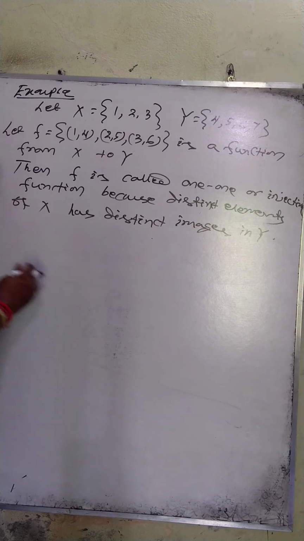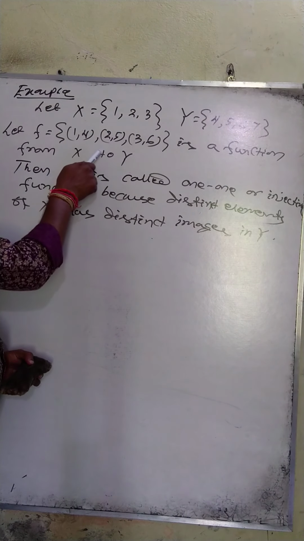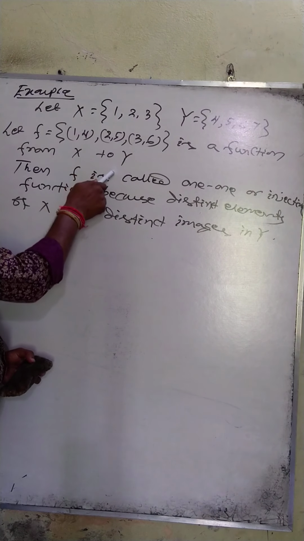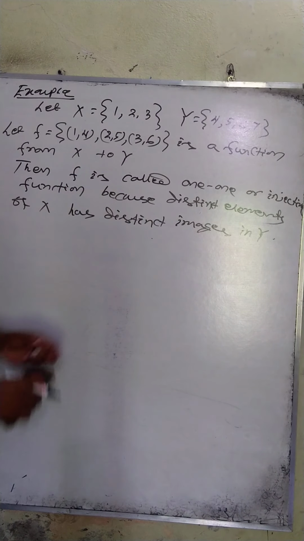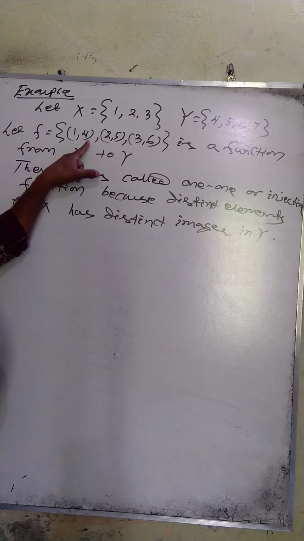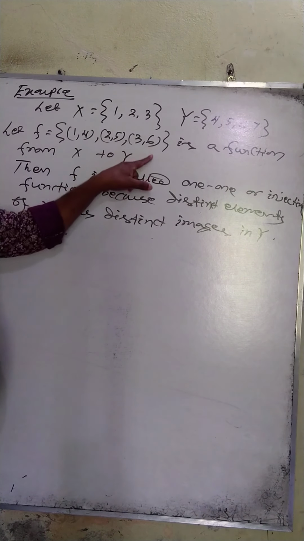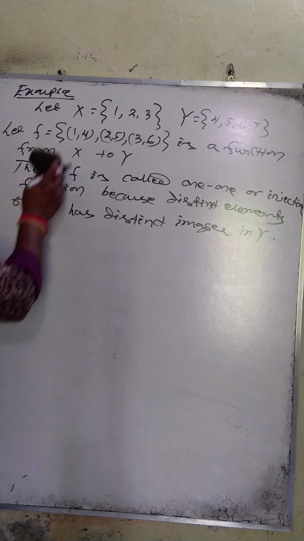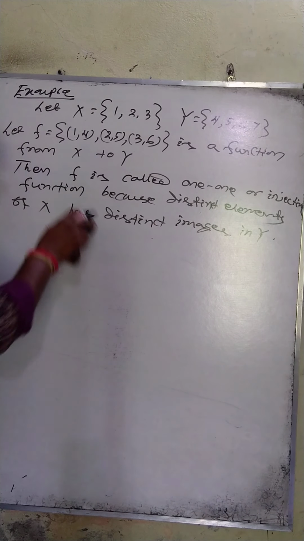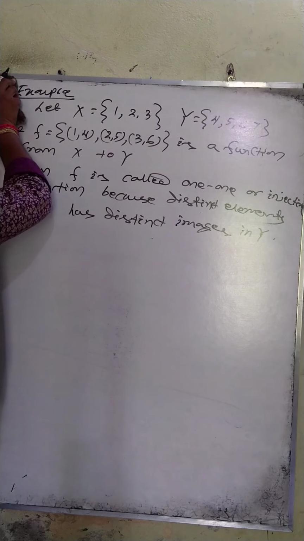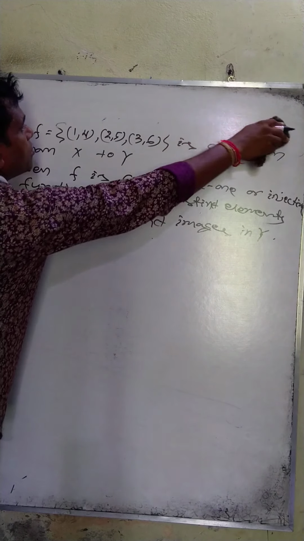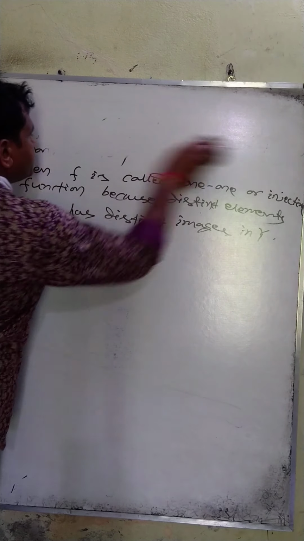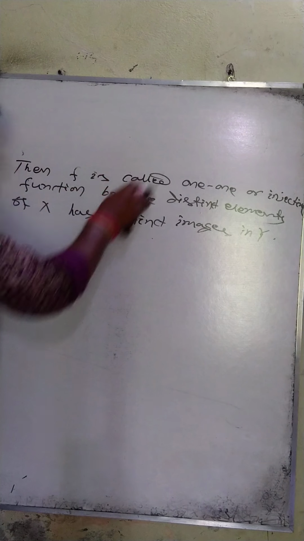Next, one-one into function. This is an example of also a one-one into function because the range f is equal to {4, 5, 6}, that is a proper subset of the set called Y. Next we discuss one-one onto function.